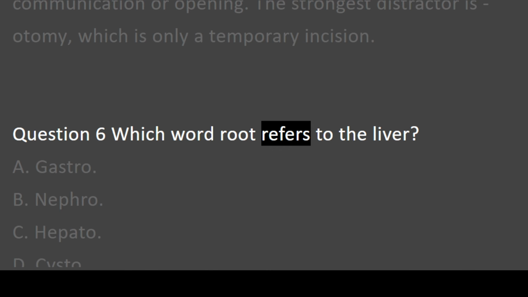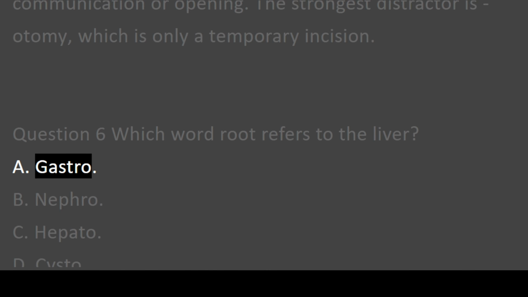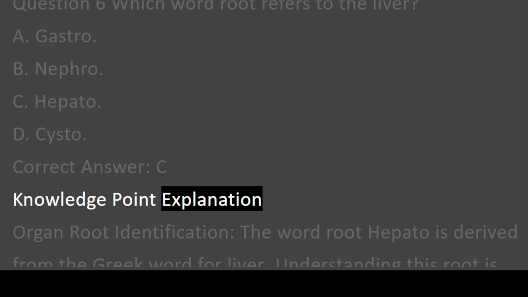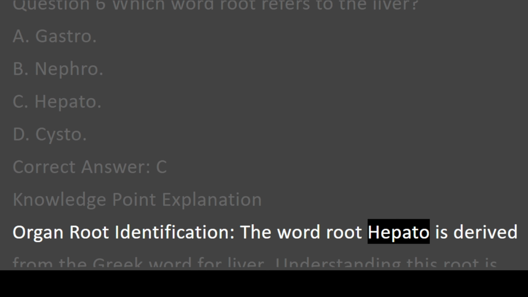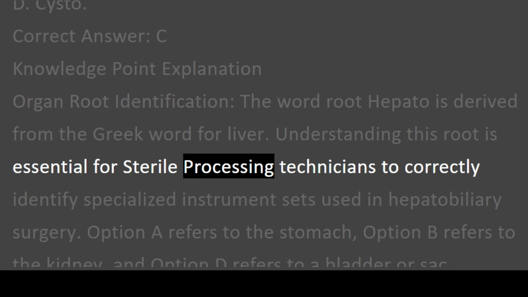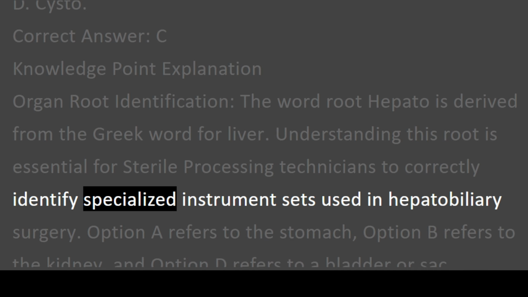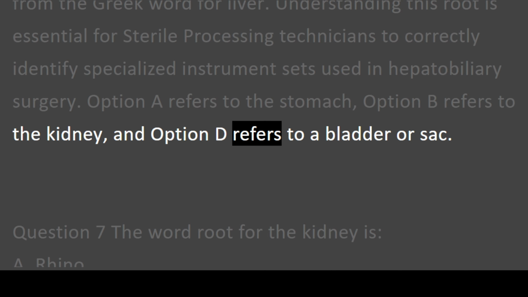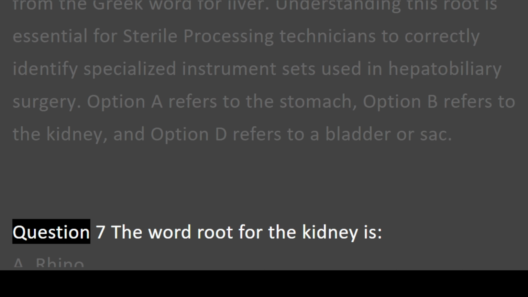Question 6. Which word root refers to the liver? A. Gastro. B. Nephro. C. Hepato. D. Cysto. Correct answer, C. Knowledge point explanation. Organ root identification. The word root hepato is derived from the Greek word for liver. Understanding this root is essential for sterile processing technicians to correctly identify specialized instrument sets used in hepatobiliary surgery. Option A refers to the stomach, option B refers to the kidney, and option D refers to a bladder or sac.